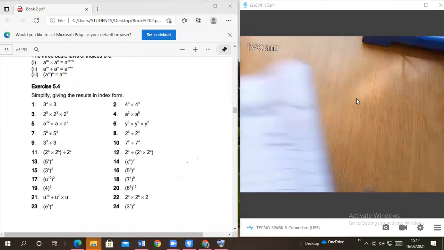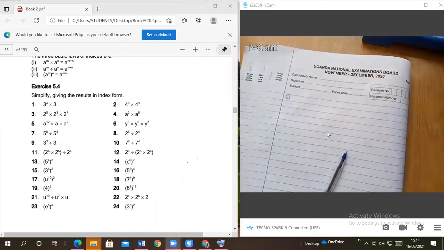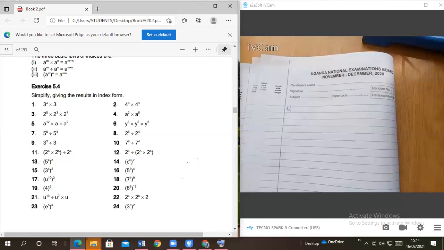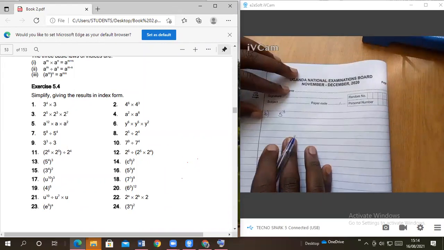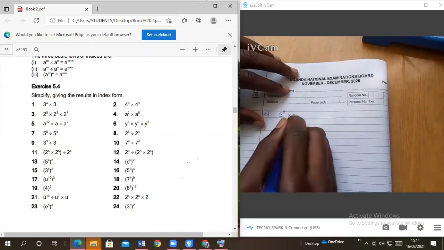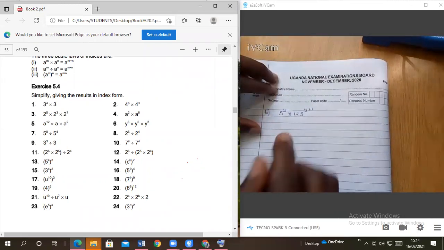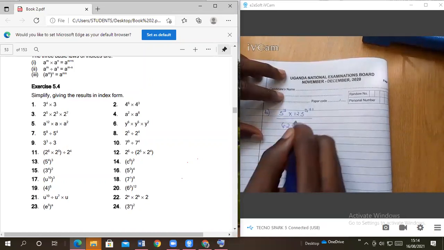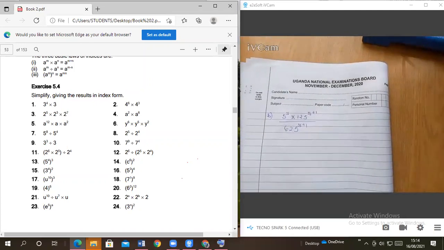B. Now let's look at B. In B, write this question. I have 5 to the power y times 125 to the power y plus 1, over 625 to the power y plus 1. Okay?